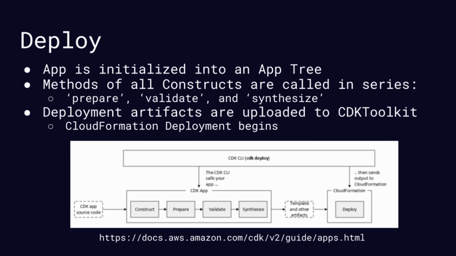With the bootstrapping done, we can move on to deploying. When you run CDK deploy, the app is initialized or constructed into an app tree. Once the construction is done, the app goes through preparation, validation, and synthesize steps. So each construct calls its prepare method, then each construct calls its validate method, and then each construct calls its synthesize method. Up to this point, this is what CDK synth does. From there, the app uploads the template and any other artifacts to CloudFormation, and CloudFormation deployment begins. Once this handoff is done, it's all in the hands of CloudFormation.